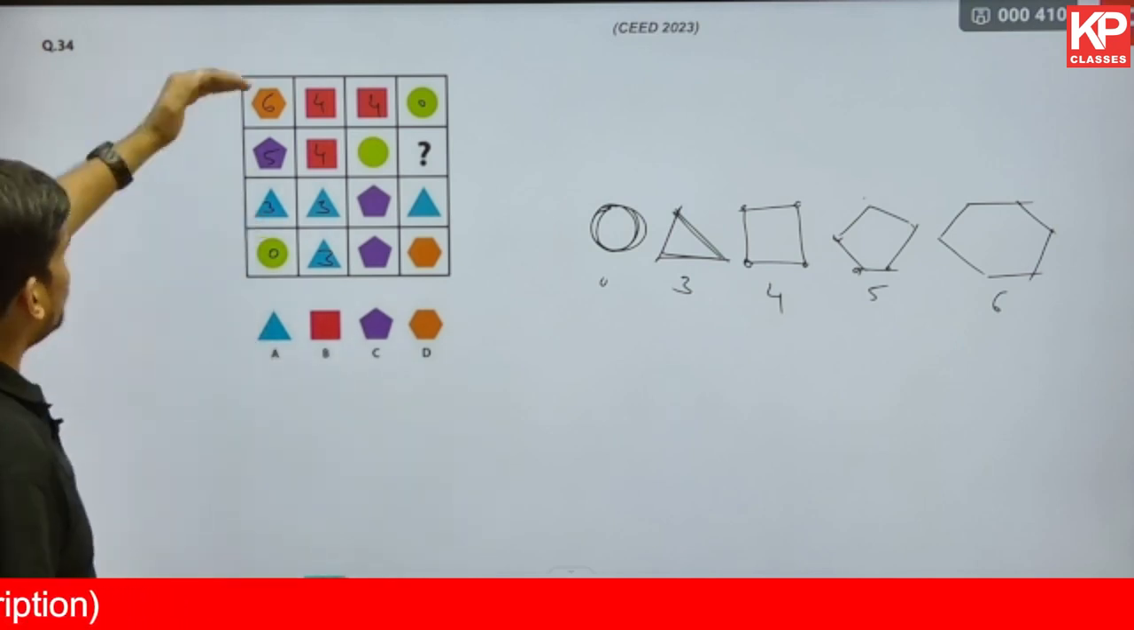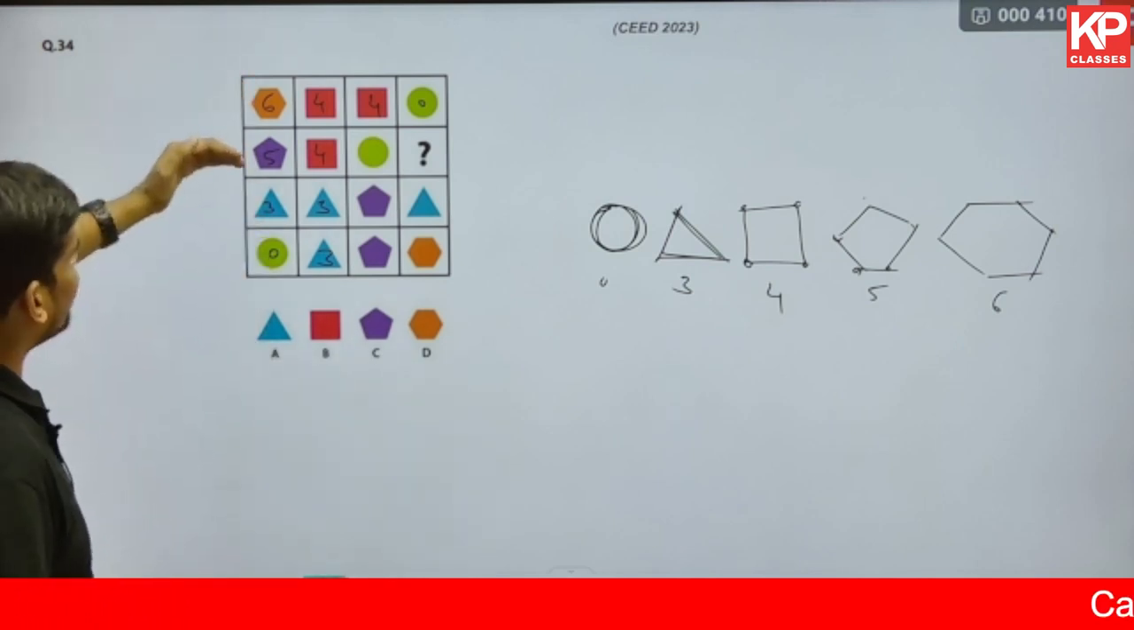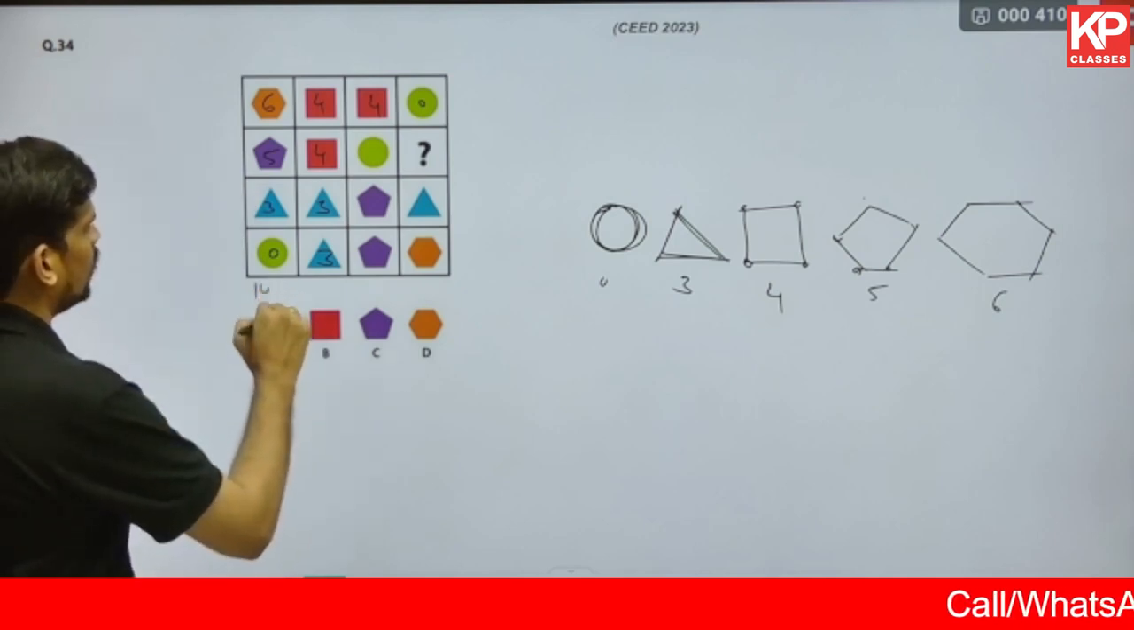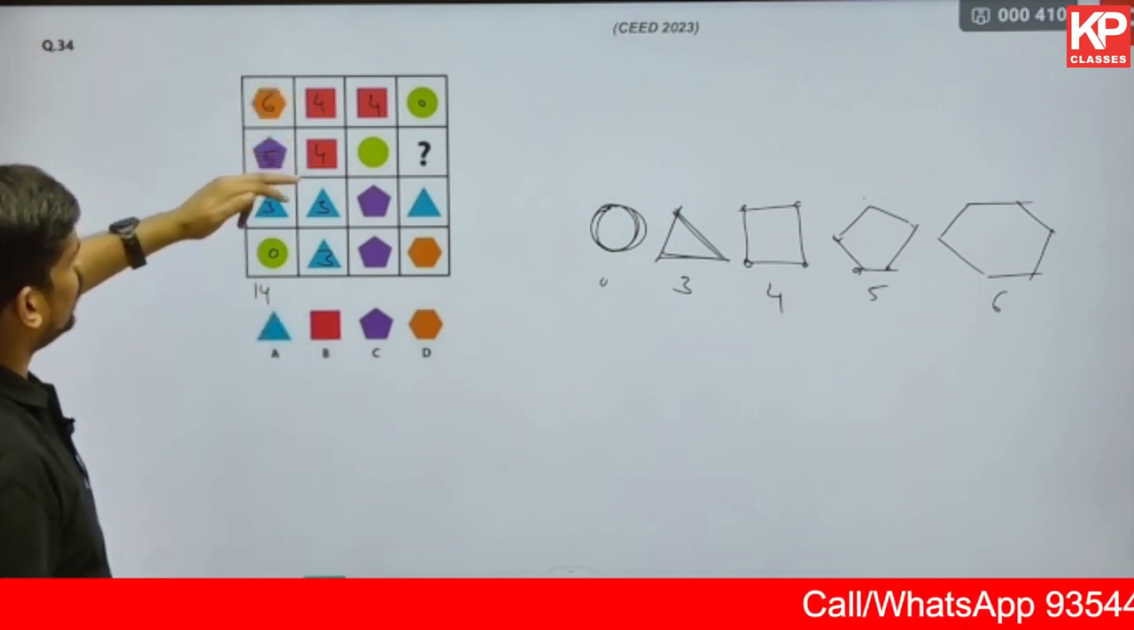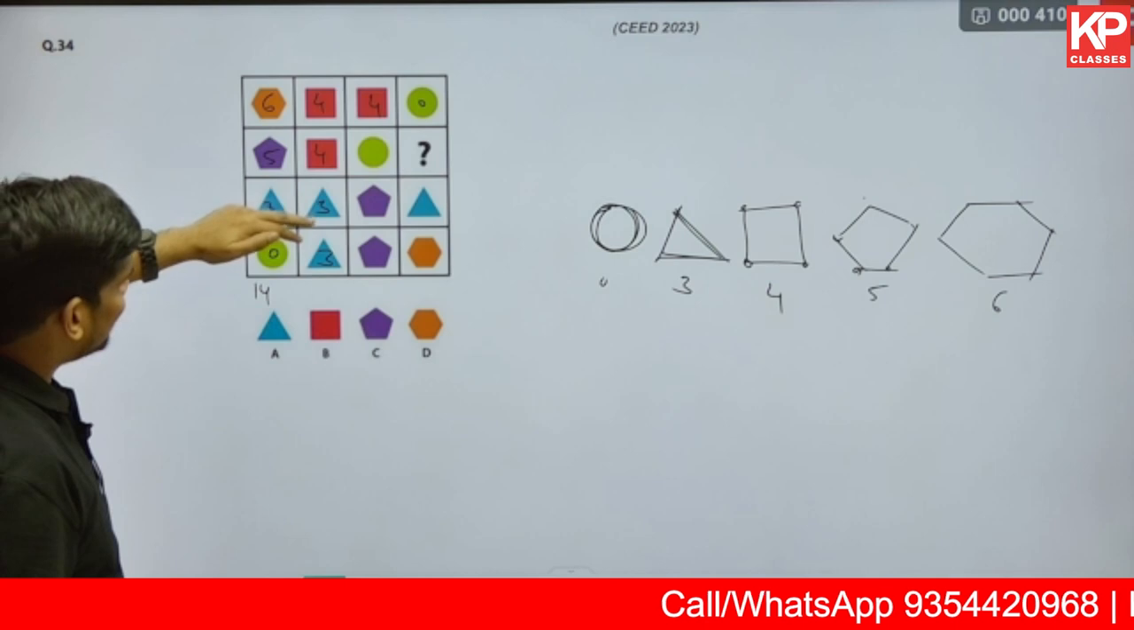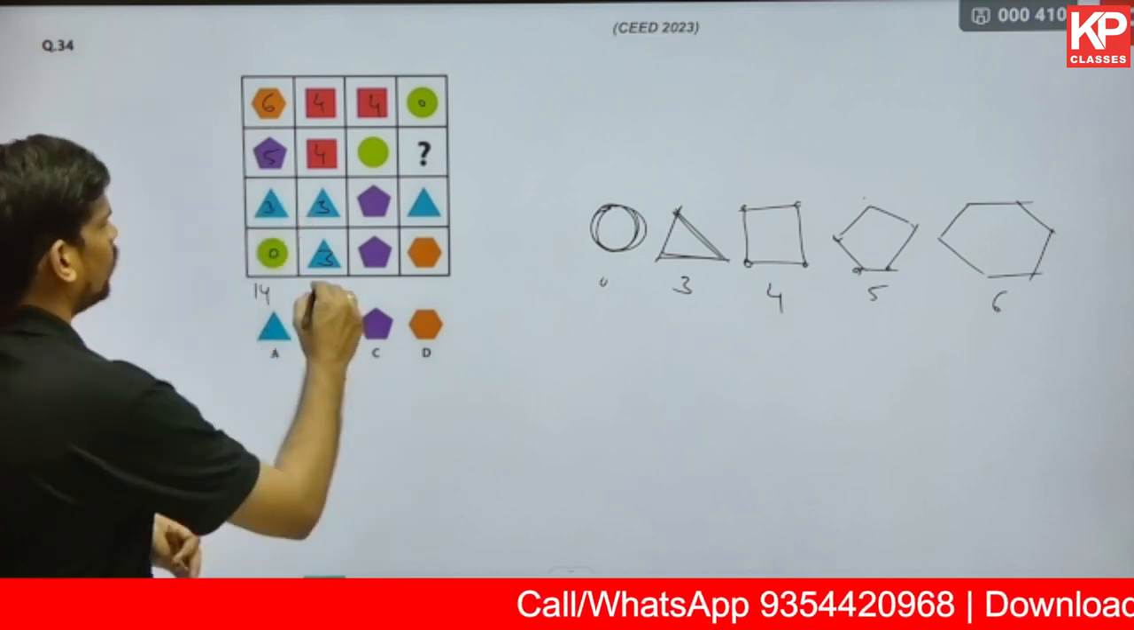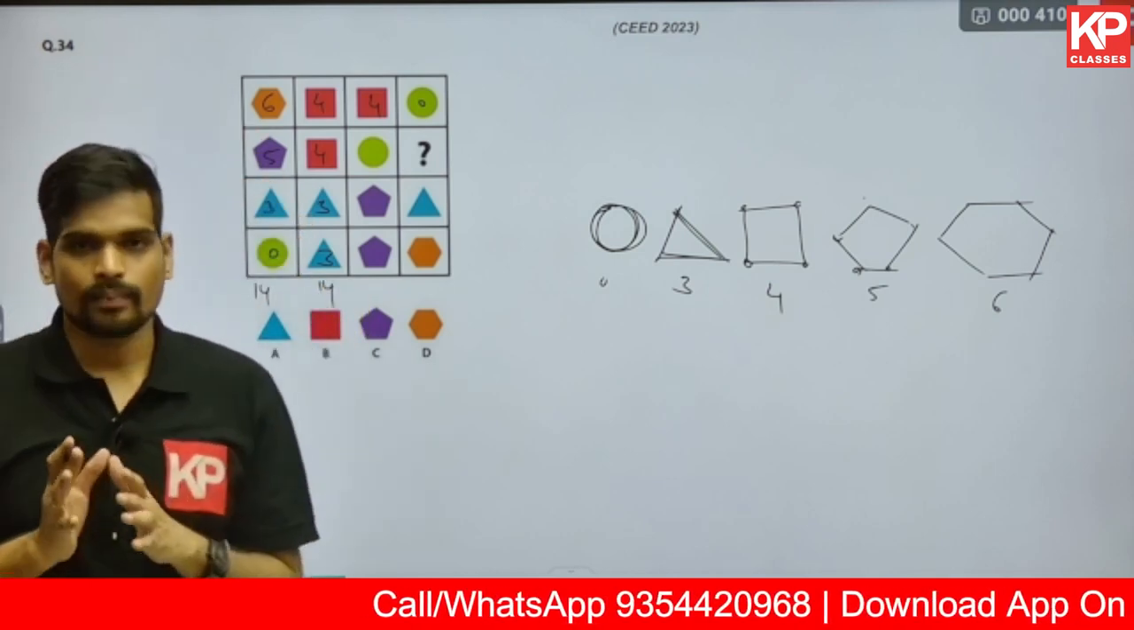So let us see the columns. Let me add up the number of vertices. 6 plus 5, 11. 11 plus 3, I'm having 14 vertices. Here, 4 plus 4, 8. 8 plus 3, that is 11. 11 plus 3, 14 vertices again. I found something common.